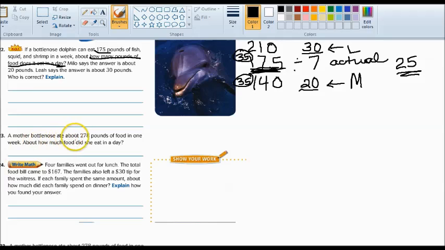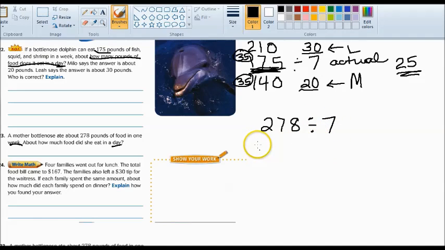A mother bottlenose ate about 278 pounds of food in 1 week. About how much food did she eat in a day? Now again, we have this 278 pounds over here, and that is the amount given for a week. Since we don't want the week, we want only how much she eats in a day, what are we dividing by again? Converting from a week to a day means we are dividing by how many days there are in a week, and that's 7.